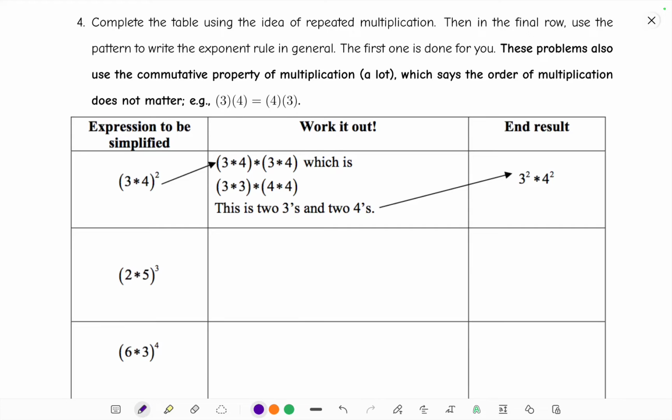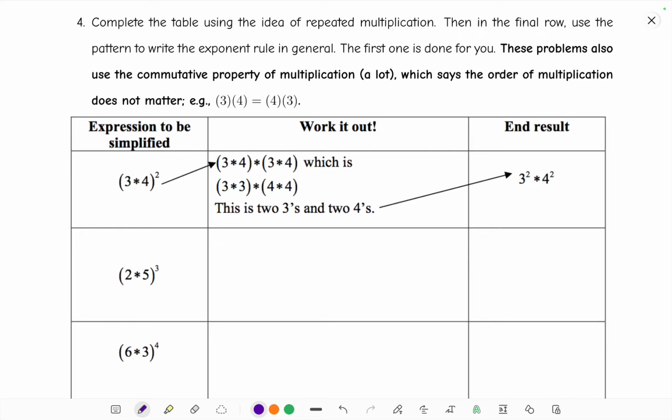Hello, today I'm covering part 2 of section 7.1. So we're still completing the table using the idea of repeated multiplication. Then in the final row, use the pattern to write the exponent rule in general. The first one is done for us.